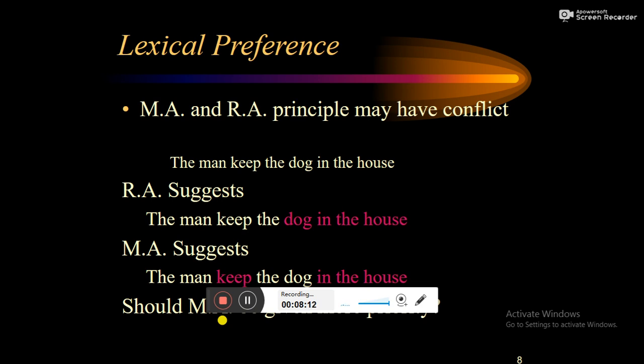For example, in the sentence "The man kept the dog in the house," the principle of right association appears to favor the interpretation in which the PP modifies the dog, while the minimal attachment principle appears to favor the PP modifying the VP. So in that case, a third principle comes into the picture, wherein lexical preferences are taken into consideration and accordingly the correct interpretation is decided.